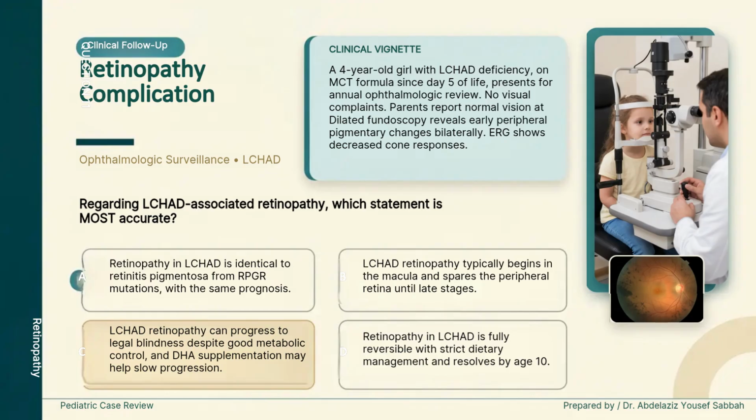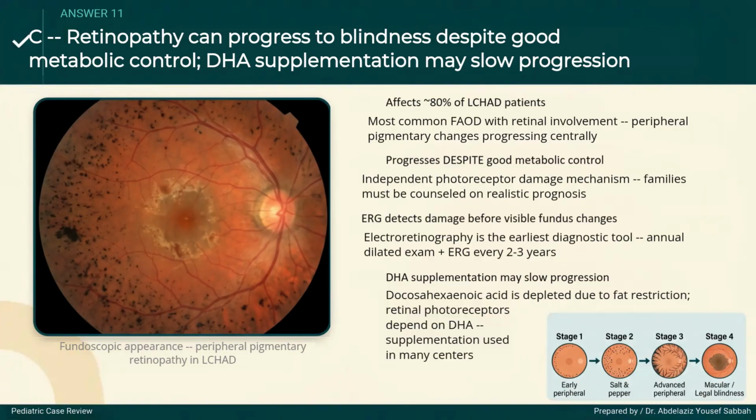Option A, retinopathy in LCHAD is identical to retinitis pigmentosa from RPGR mutations with the same prognosis. Option B, LCHAD retinopathy typically begins in the macula and spares the peripheral retina until late stages. Option C, LCHAD retinopathy can progress to legal blindness despite good metabolic control, and docosahexaenoic acid supplementation may help slow progression. Option D, retinopathy in LCHAD is fully reversible with strict dietary management and resolves by age 10. The correct answer is option C.